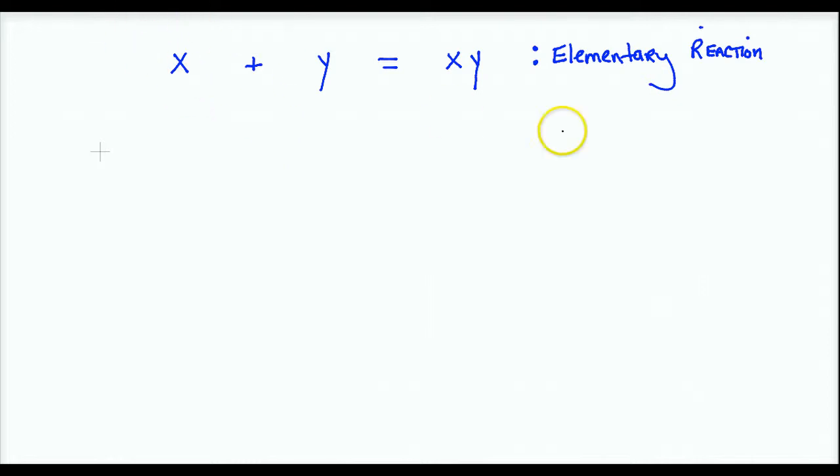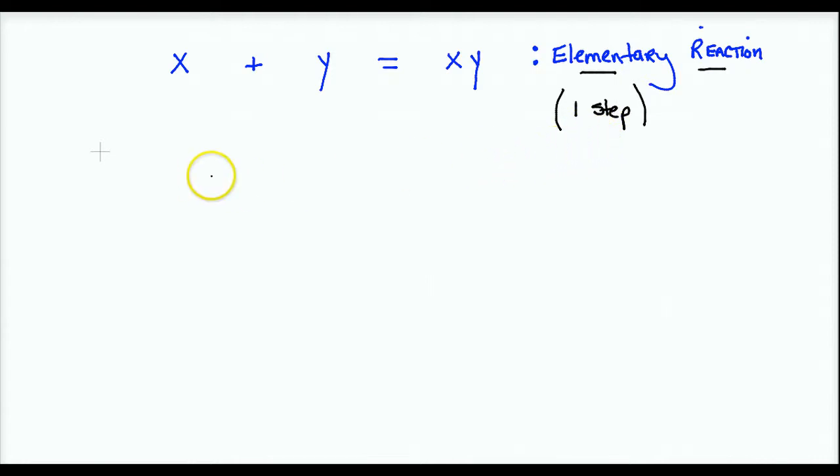Now an elementary reaction is a reaction that is one step. So it occurs only in one step. Now, what does that mean? Because you may think all reactions occur in one step, and that is not true. Most reactions occur in multi-step functions.